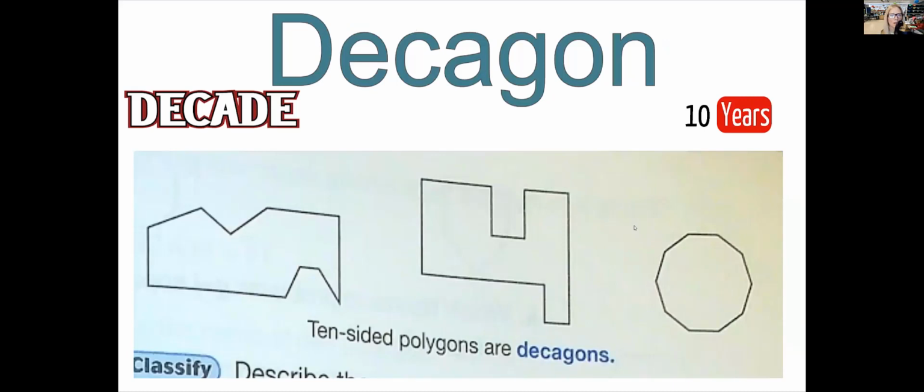The next one is decagon. Decagon, deca means 10. So like a decade old, if I say something is a decade old, that's 10 years old. Some of you are a decade old. So a decagon is a 10-sided figure. The 10-sided polygons are called decagons.